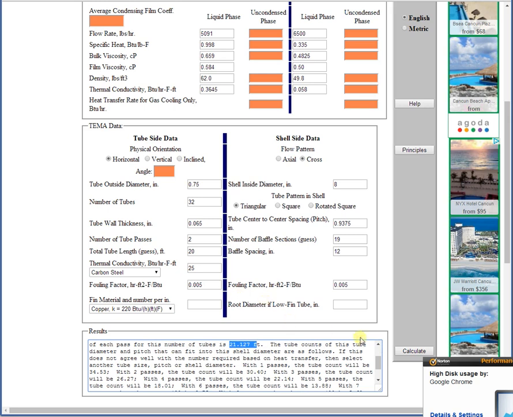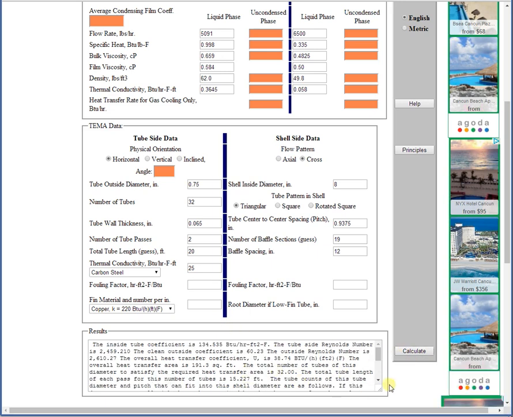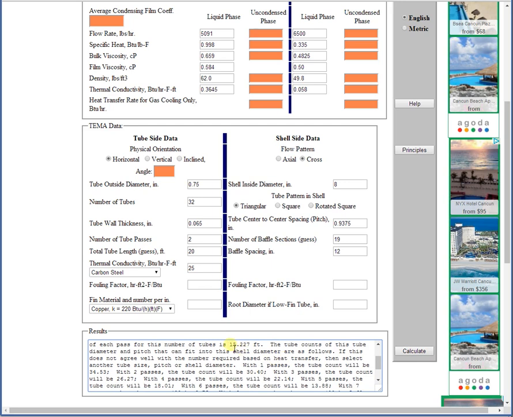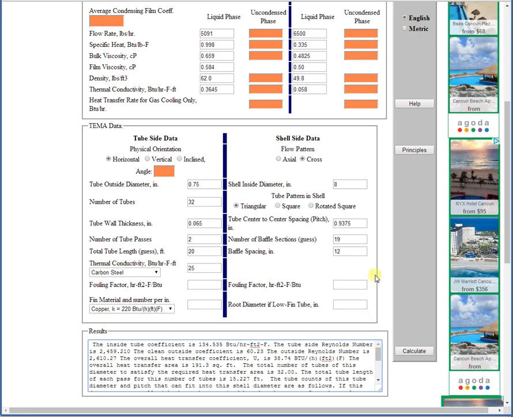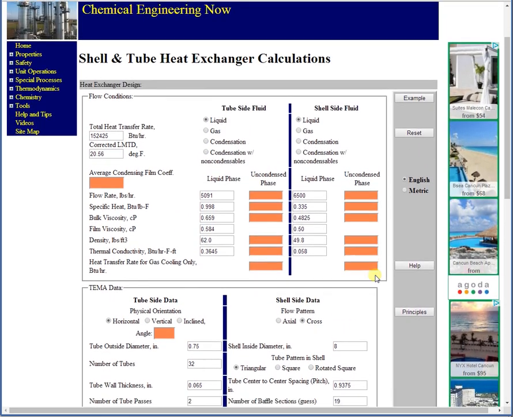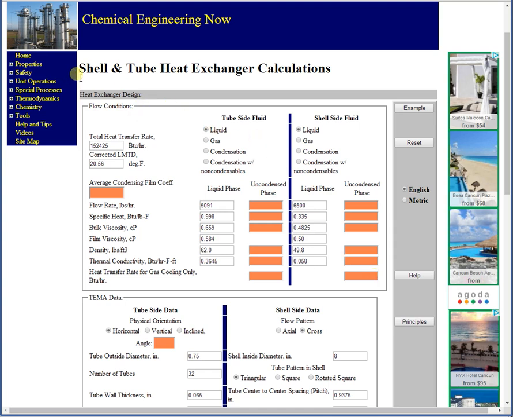So this exchanger is slightly small, but if we eliminated these fouling factors, we would see that 15.227 feet would be adequate. And we've also calculated the tube side pressure drop and the shell side pressure drop. So that's a quick example of how we can apply problems and use the shell and tube heat exchanger calculator at chemicalengineeringnow.com.